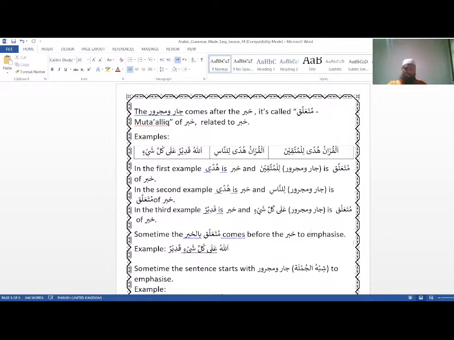And we've learned what a shibhul jumla is. Shibhul jumla is only two things: one is a jar majrur, another one is a dharf. When there's a harf jar there, it will be shibhul jumla. When there is a dharf there, it will be a shibhul jumla. So khabar can be anything. And jumla can be jumla ismiya and jumla fi'liya.